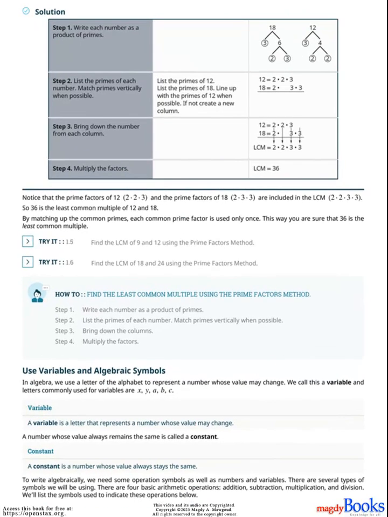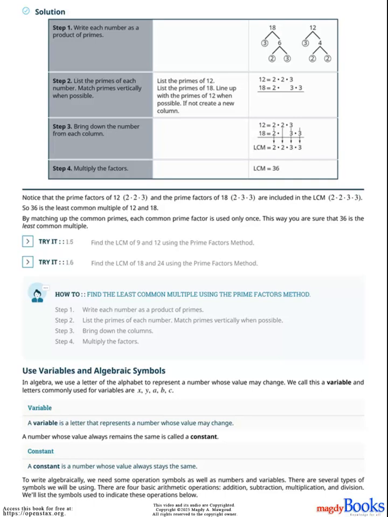1.1.2. Use variables and algebraic symbols. In algebra, we use a letter of the alphabet to represent a number whose value may change. We call this a variable, and letters commonly used for variables are x, y, a, b, c. A. Variable. A variable is a letter that represents a number whose value may change.